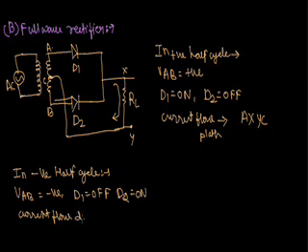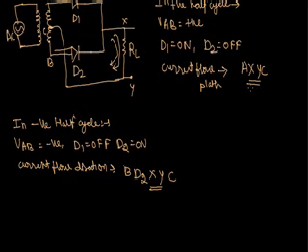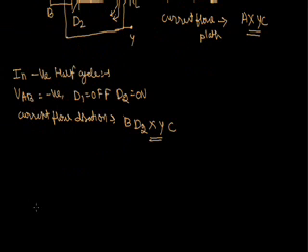Current flow direction will be like B, D2, X, Y and C. So current again flows from X to Y. So this is not changed. So we get output power supply. This is if we draw the input power supply.